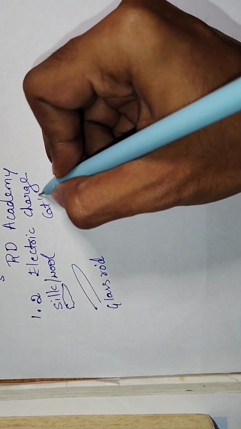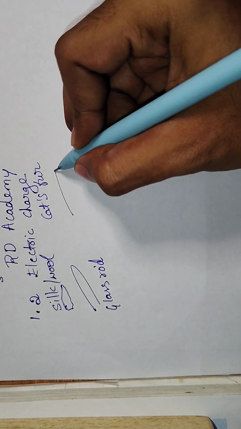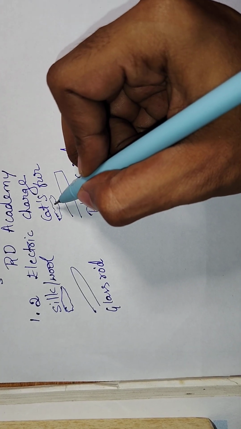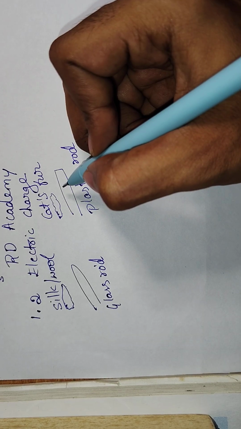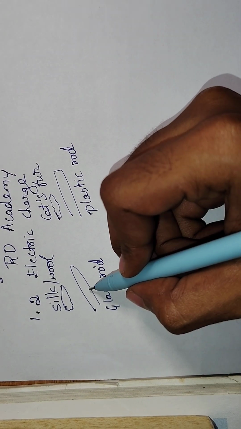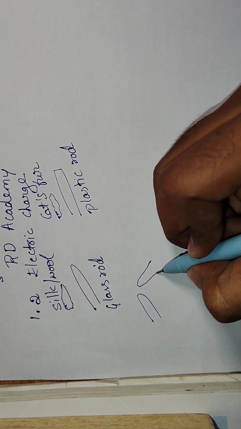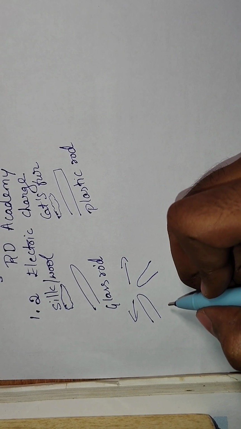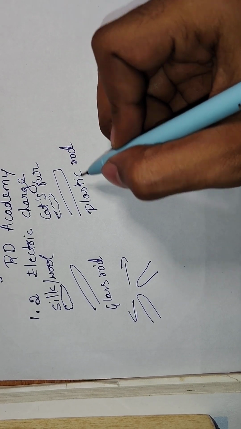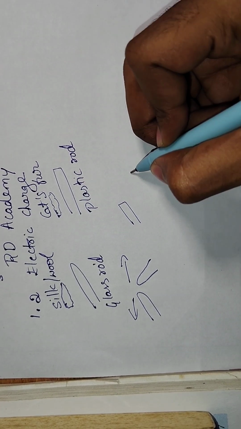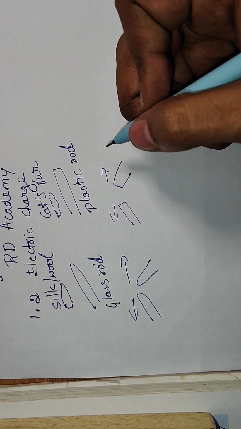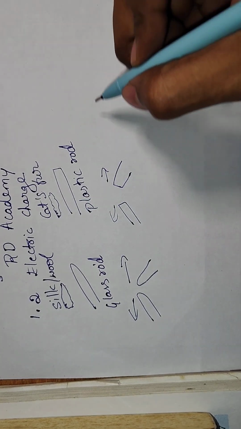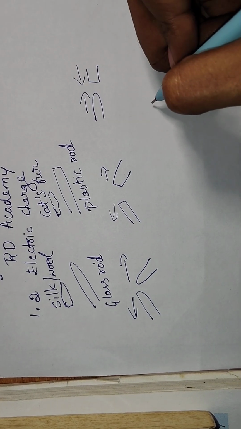Similarly, you take a cat's fur and rub it with a plastic rod. In this scenario also, the cat's fur gains one type of charge and the plastic rod gains another type of charge. The scientists observed that when they brought two glass rods rubbed with silk or wool cloth near each other, these two glass rods repelled each other. Similarly, two plastic rods rubbed with cat's fur also repelled each other. Repelled in the sense they move away from each other. But when you bring a glass rod near the plastic rod, they were found to attract, that is, they started to move towards each other.